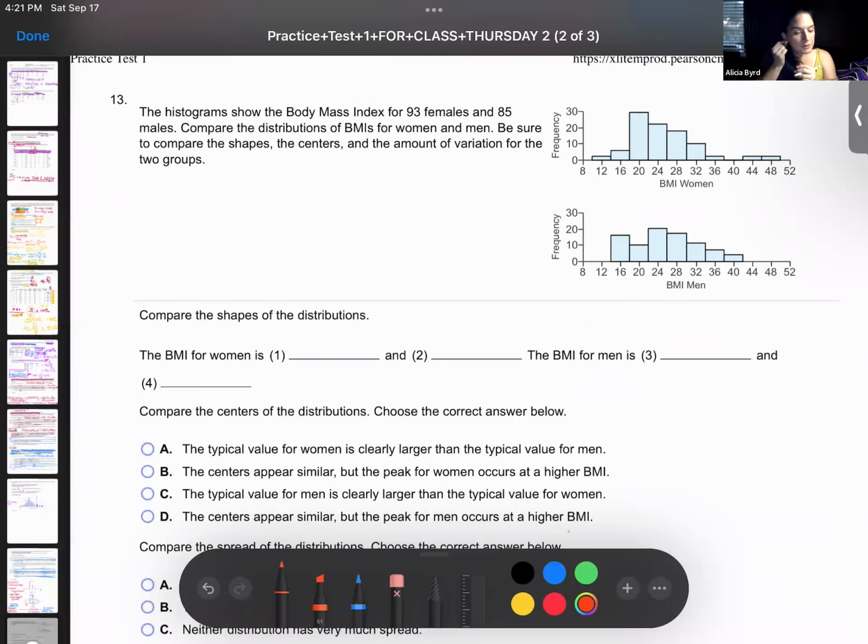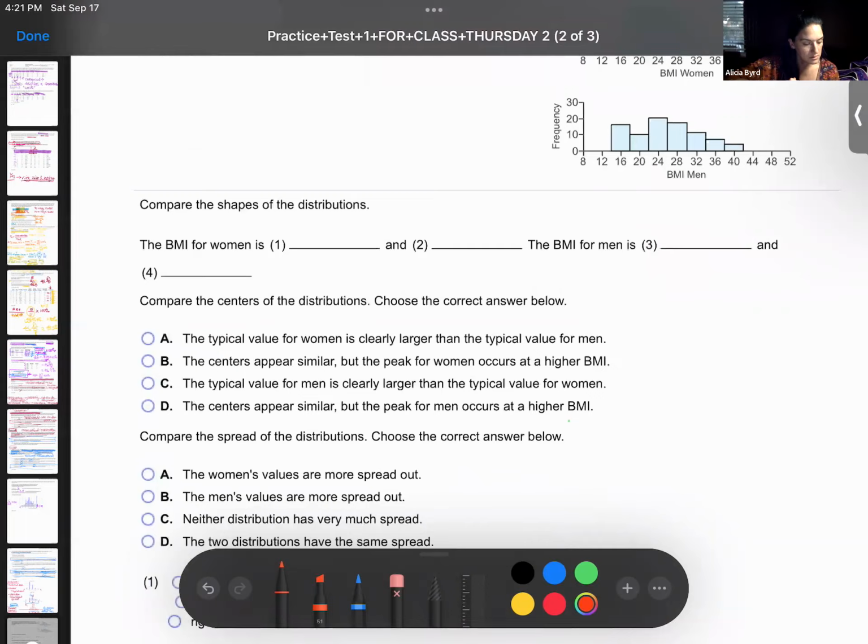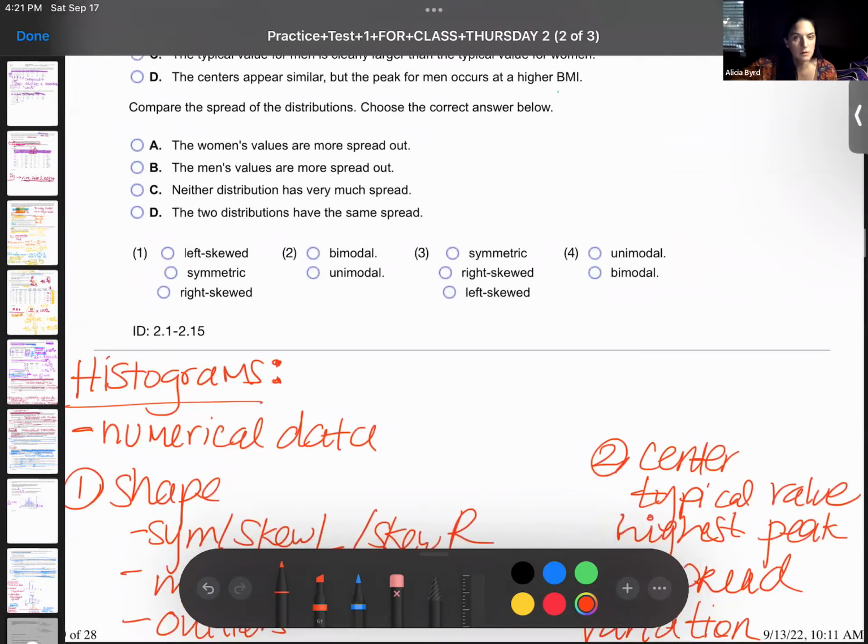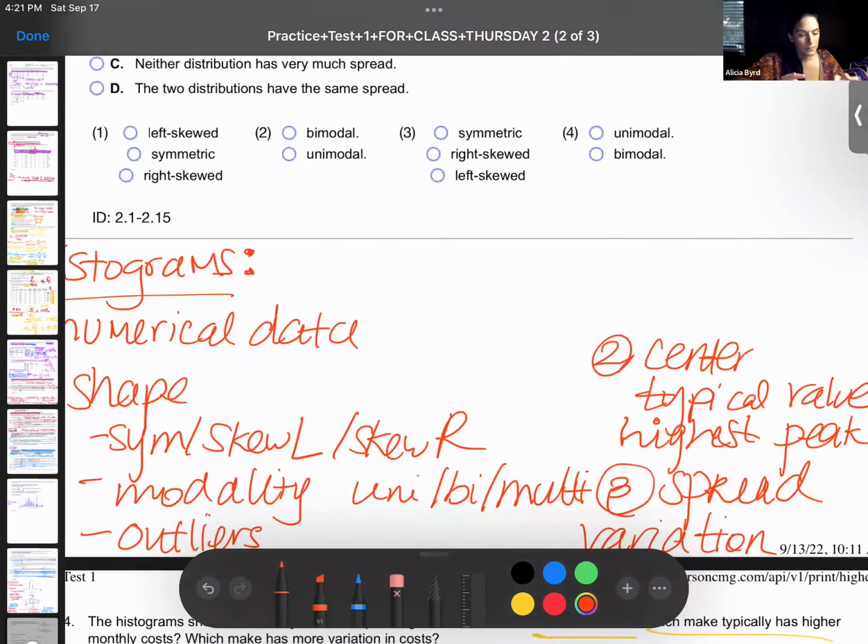Okay, so now we're gonna look at number 13 from the practice test. So this is looking at histograms. And again, this is from chapter 2 in the statistics book we're using. So just some things about histograms real quick, and these are things we'll see in this problem.